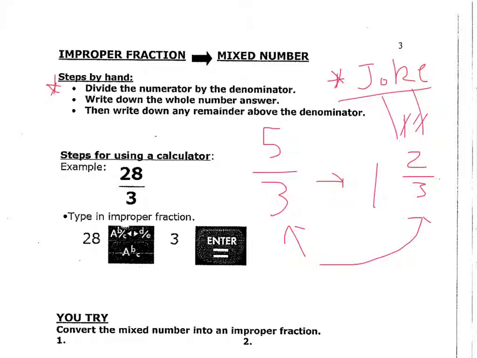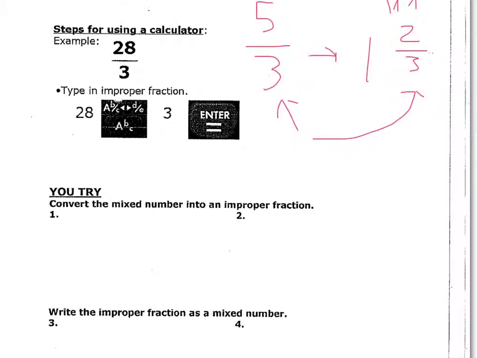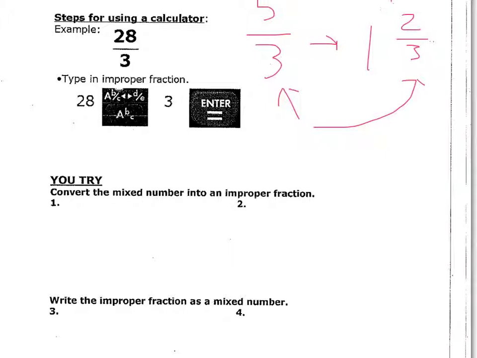Now let's try it on the calculator. Alright, calculator. If you want to do it on a calculator, let's use the example 28/3. You would type in 28, then your ABC button, 3, and then push enter, and that should give you the number 9 1/3. So it's very easy. I tend to think the calculator simplifies things, makes it a little easier.